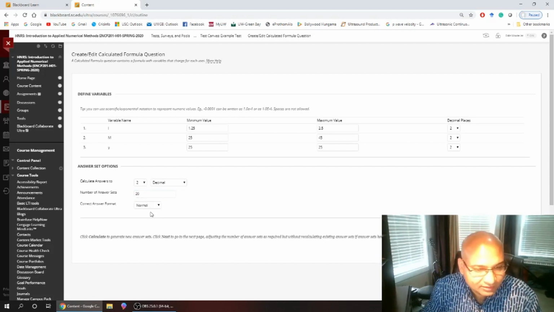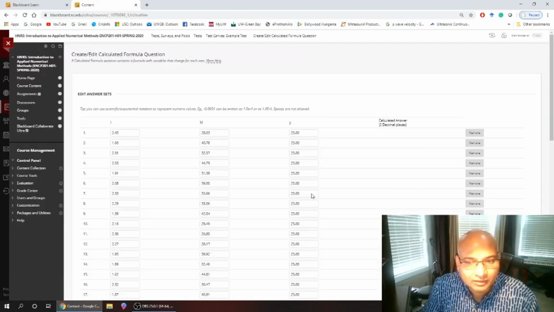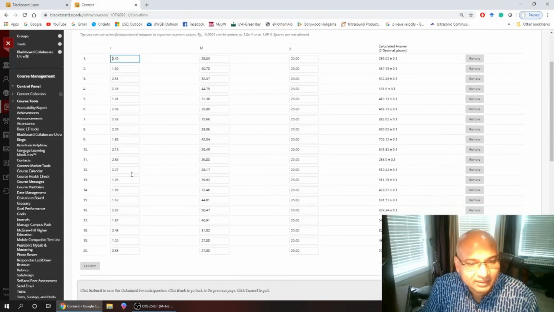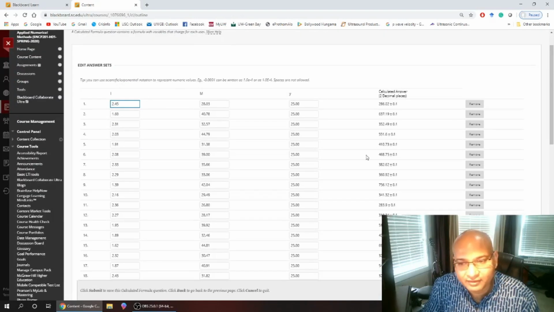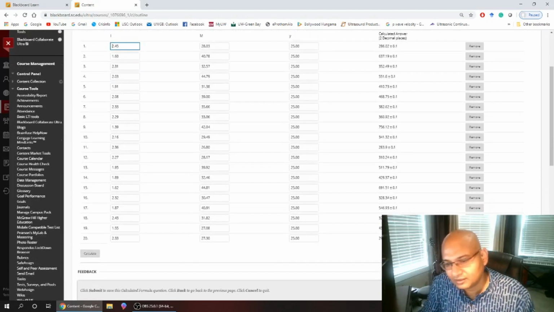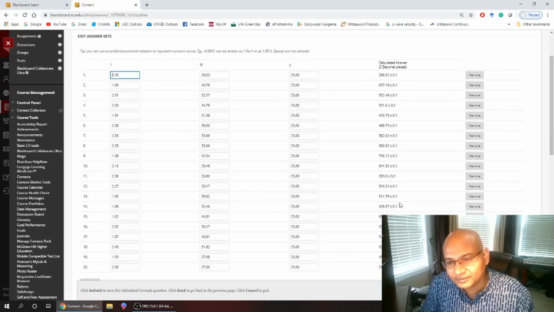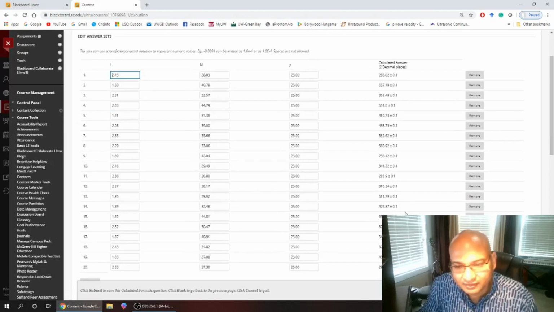Correct answer format is normal. Okay, let's go to next. Then here you can see all these 20 sets of numbers are created based on I, M and Y, and these are the calculated answers with a plus or minus 0.1 error allowance, if they have made some error in their calculation.